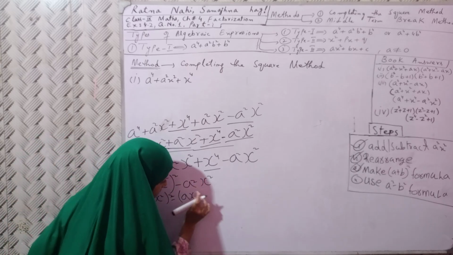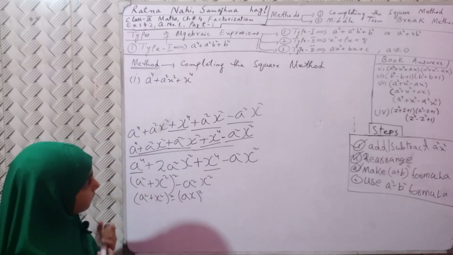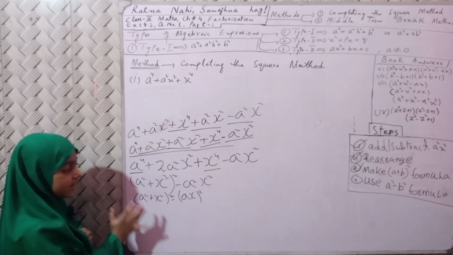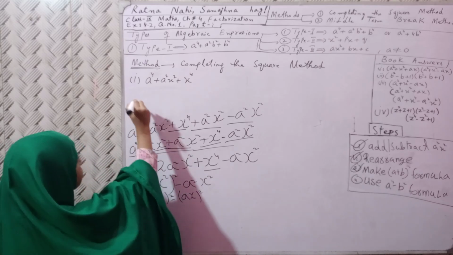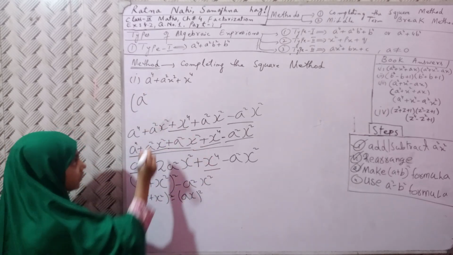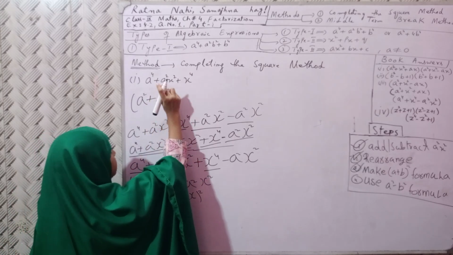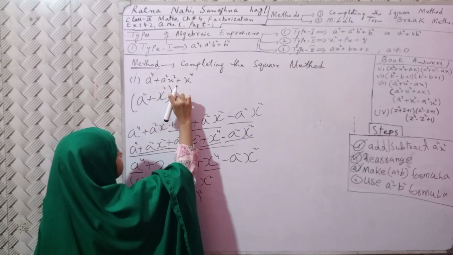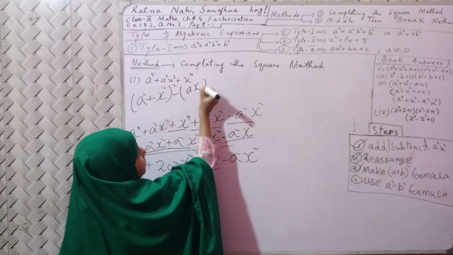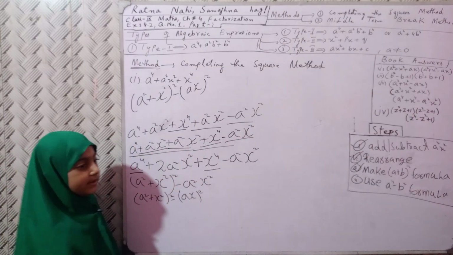Now we will use the a square minus b square formula. Before using it, I have no space, that's why I am removing this, and then I will use it. You have noted it now. Please hurry up and note it till I am writing this. Minus bracket ax whole. Now I am removing it.